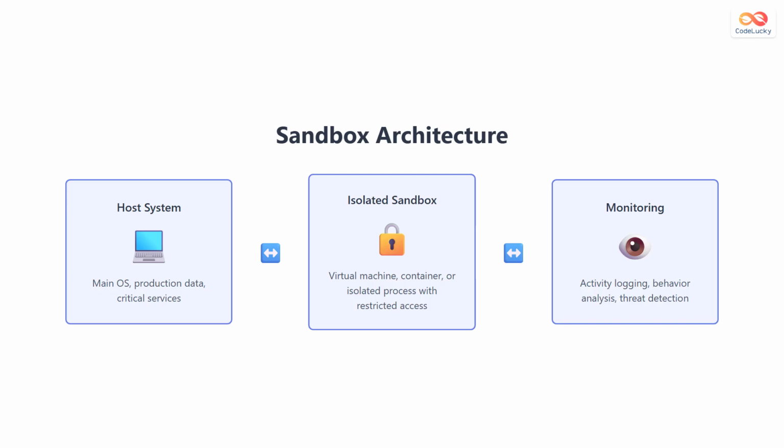Understanding sandbox architecture helps you see how isolation works. The host system contains your main operating system, production data, and critical services. The isolated sandbox is a separate environment using virtual machines, containers, or isolated processes with restricted access. These two systems communicate through controlled channels. Monitoring systems track all activity, logging behavior, and detecting threats. This three-part architecture ensures complete separation while maintaining the ability to observe and analyze what happens inside the sandbox.